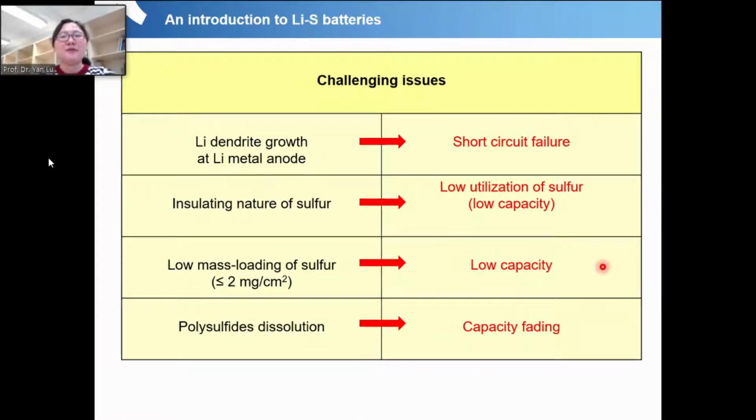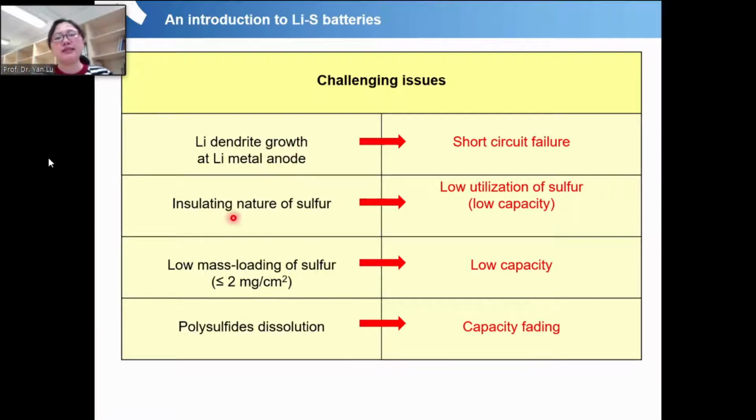Of course, after we talk about the advantages, there are always remaining challenges for such a system. For the lithium sulfur battery, there are mainly 4 challenges. On one side, because we use lithium as an anode, during charge and discharge you will have lithium dendrite growth in the system. And these lithium dendrites will lead to short circuit failure in the battery system. So this is also one main challenge for the lithium sulfur battery system.